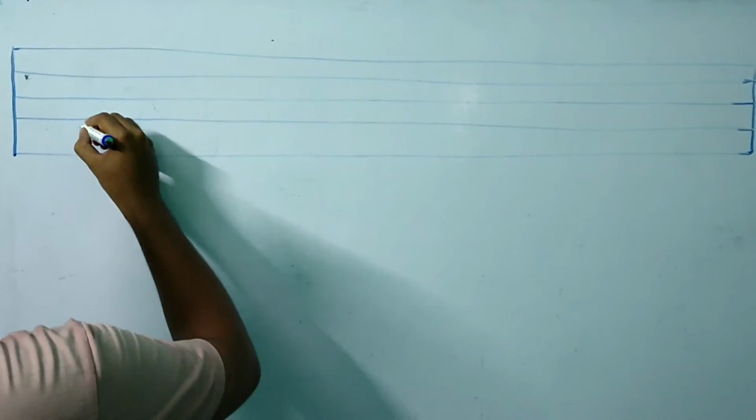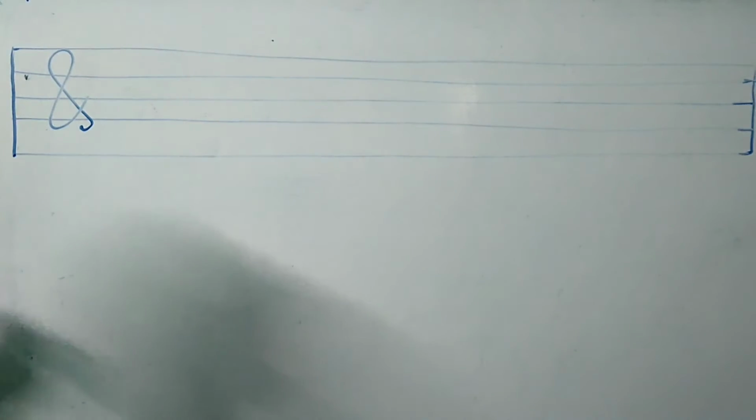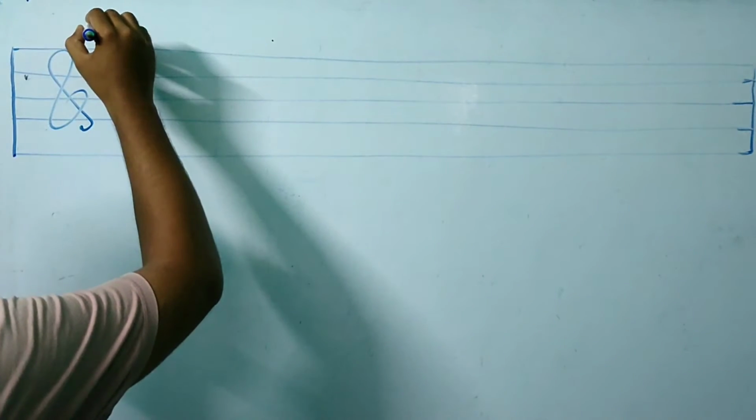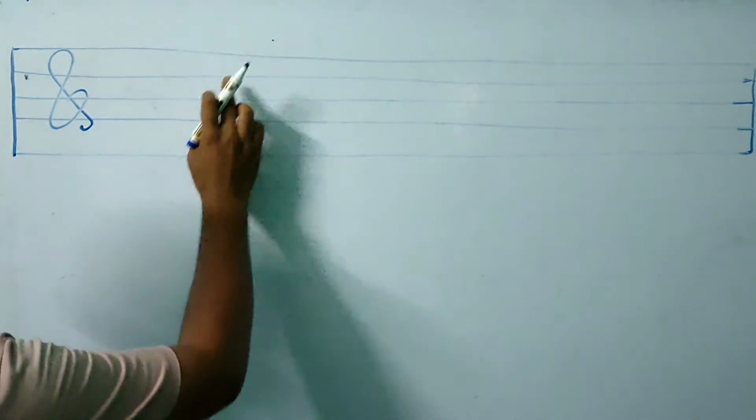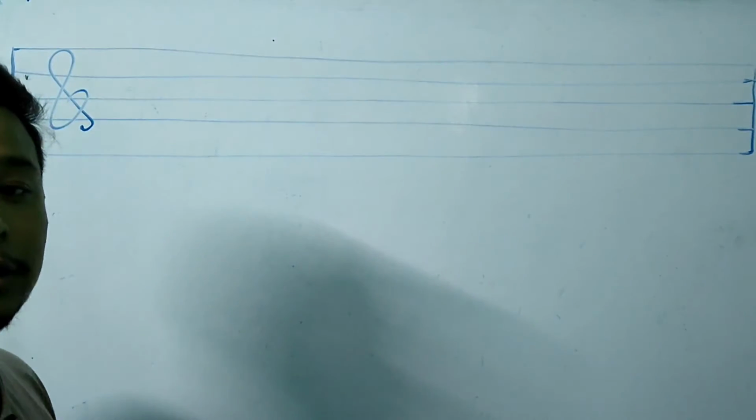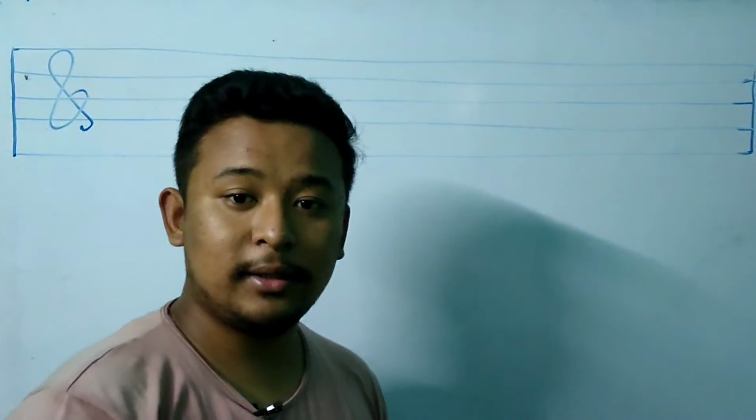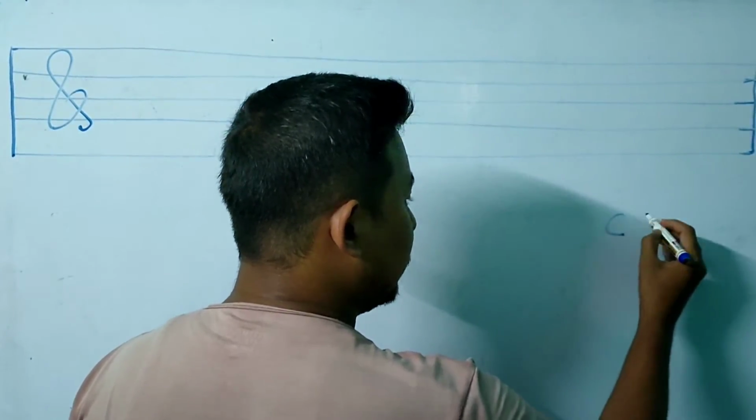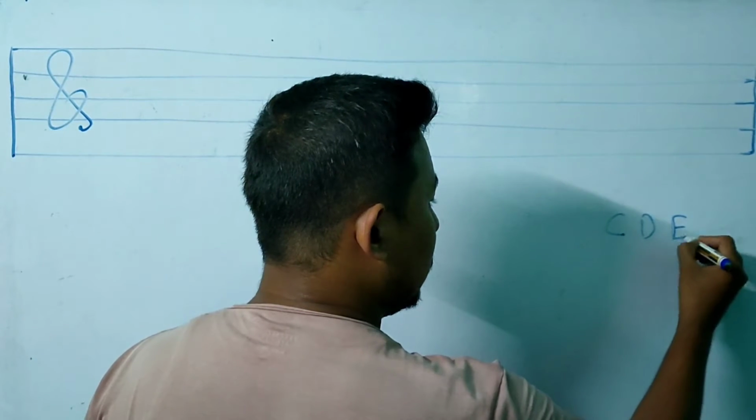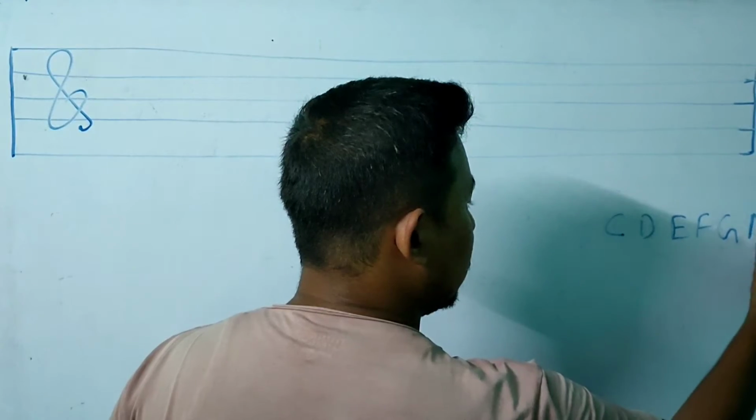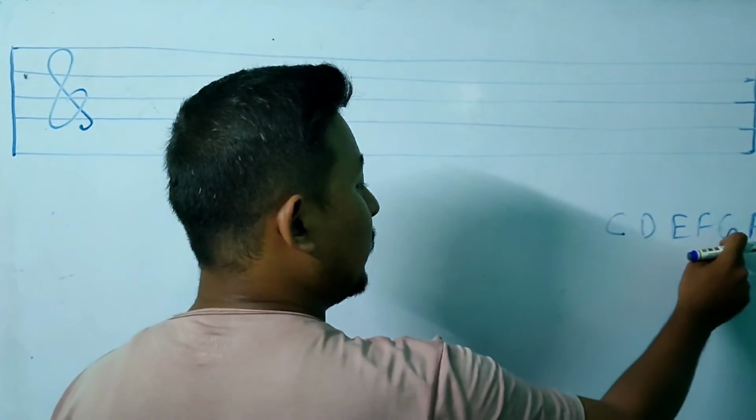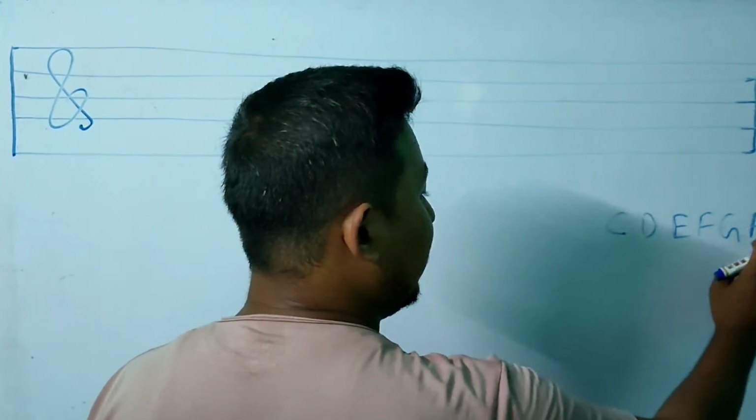Okay, so the sign for treble clef is like this. You might have seen this sign. Okay, so as you know, there are 5 lines and 4 spaces. So first of all, you must know how many notes there are in music. So I guess you might know that there are 7 notes starting from C, D, E, F, G, A, B, and again it comes back to C. Okay, so there are 1, 2, 3, 4, 5, 6, 7 notes. So C, D, E, F, G, A, B.